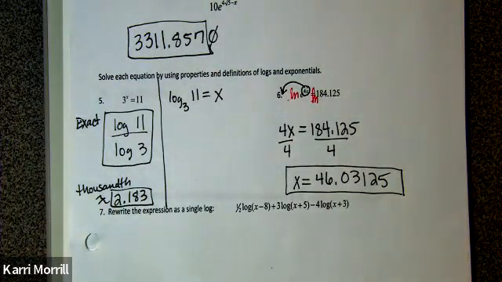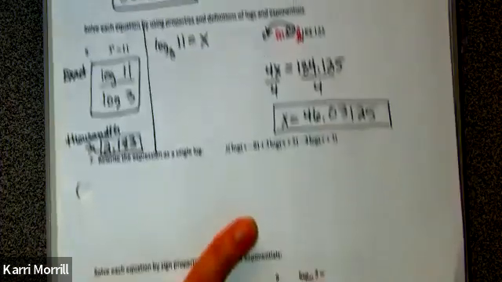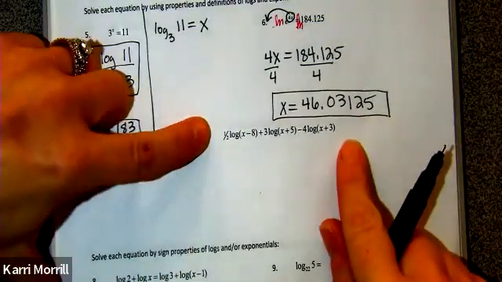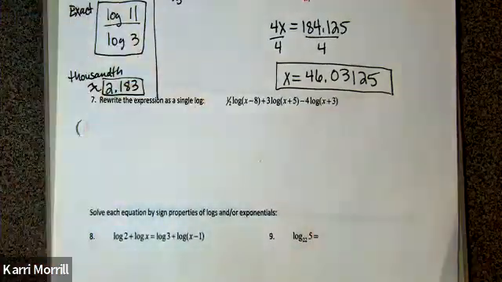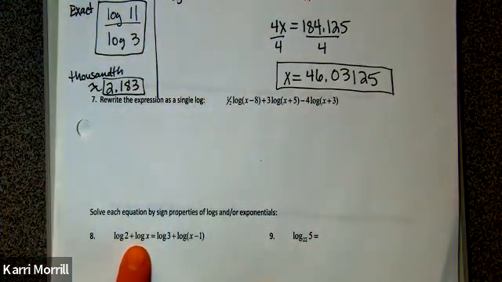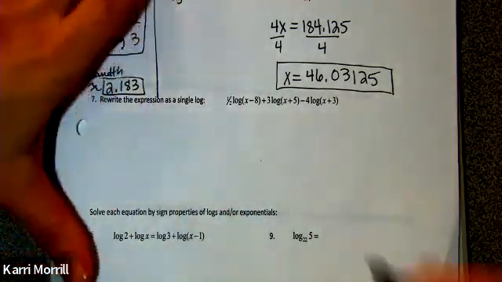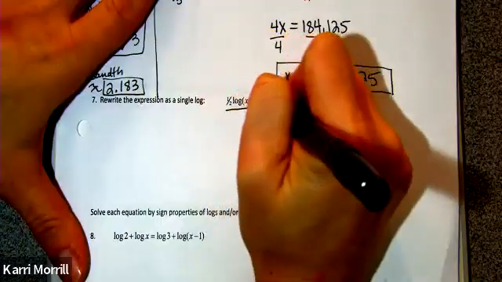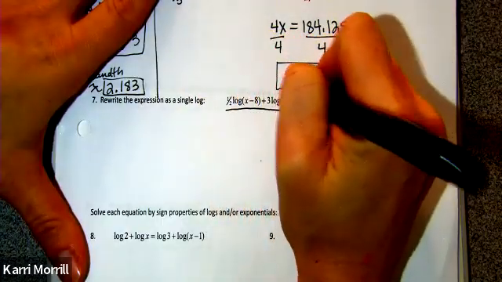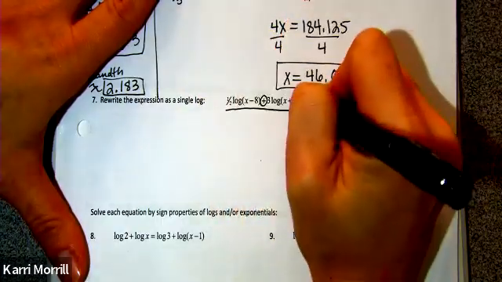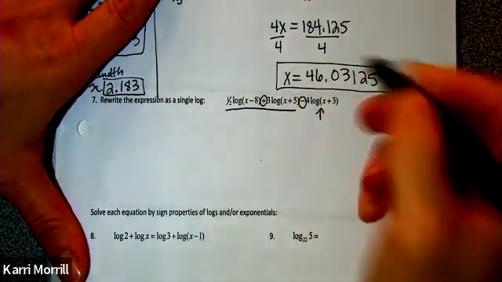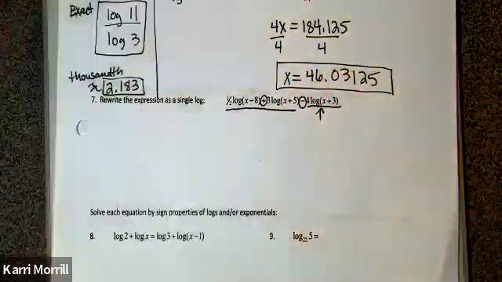Practicing writing something as a single log. Always a good thing to do. Remember, there's not an equal sign, so there's nothing to go solve like we have down here that we've done more recently. We just write it as a single log. Remember, this means these two things are getting multiplied, and this right here means that it's going to be in the bottom part of a fraction, right? Because of the minus sign.